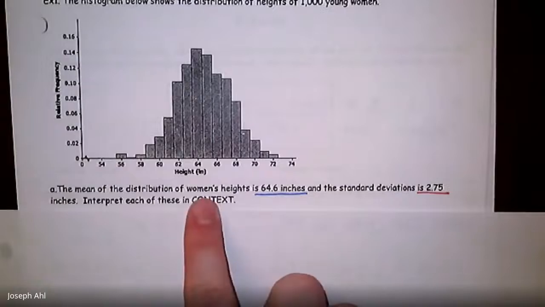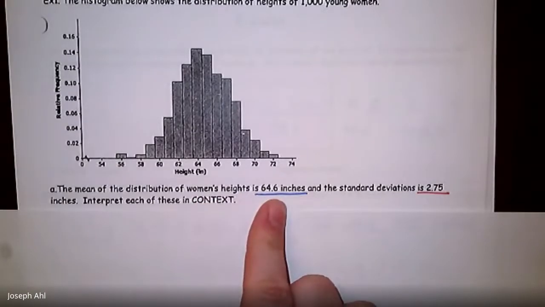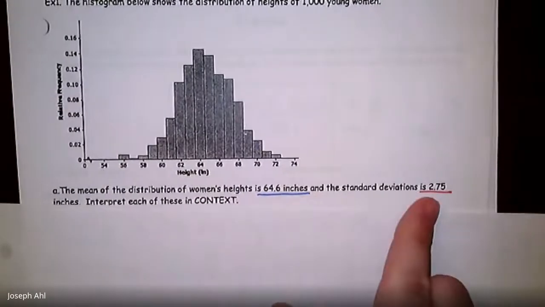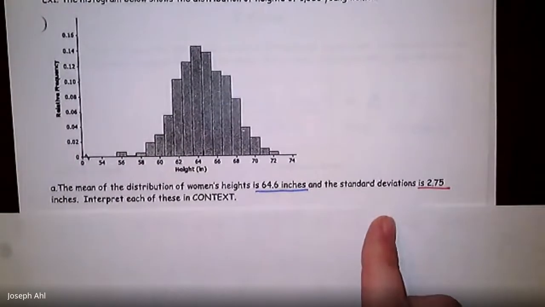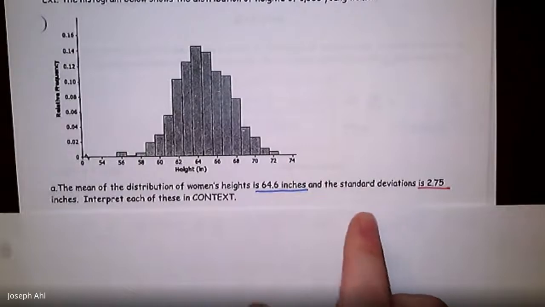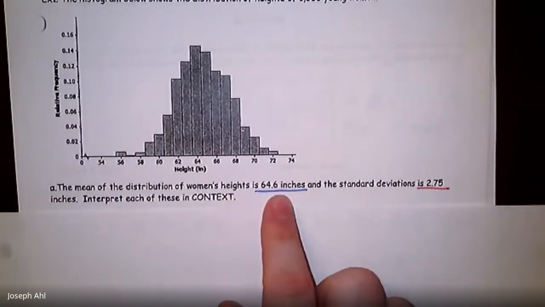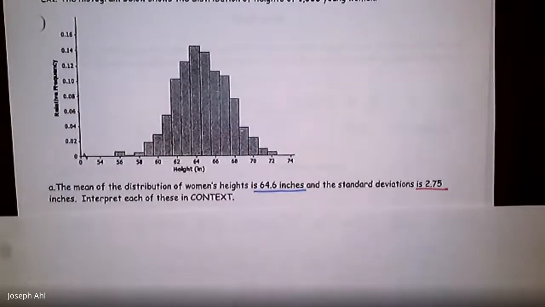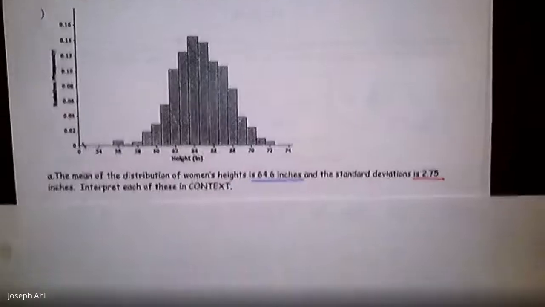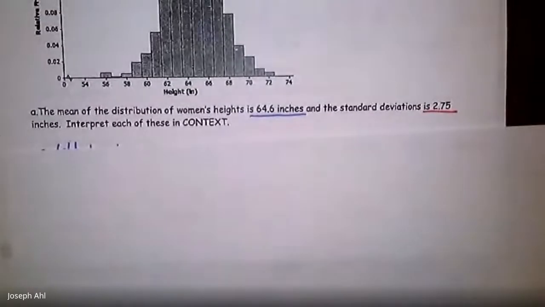It says the mean of the distribution of women's heights is 64.6, and the standard deviation is 2.75. Interpret each in this context. We've already talked about how the mean is just going to be the average height of the women in this group, but we'll have to talk a little bit more about what standard deviation means. And I believe that you talked about standard deviation in your Algebra 1 courses.